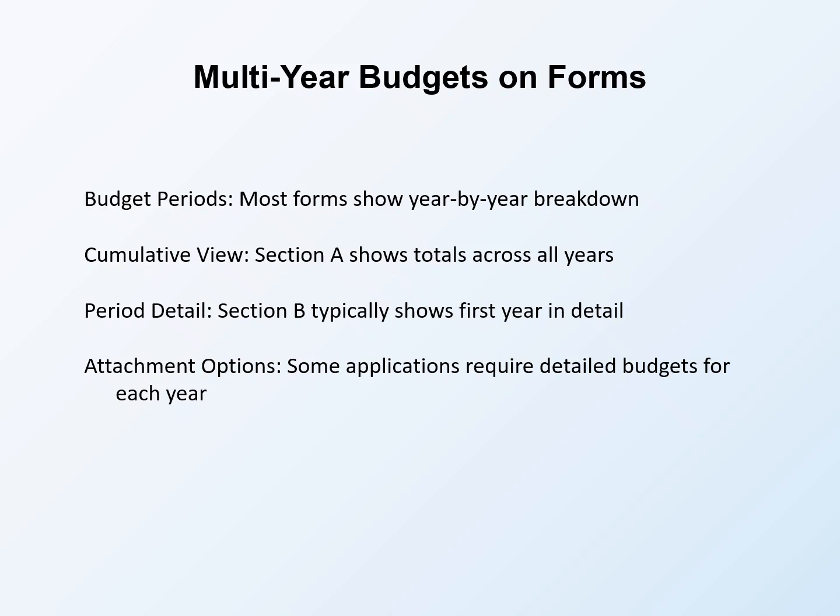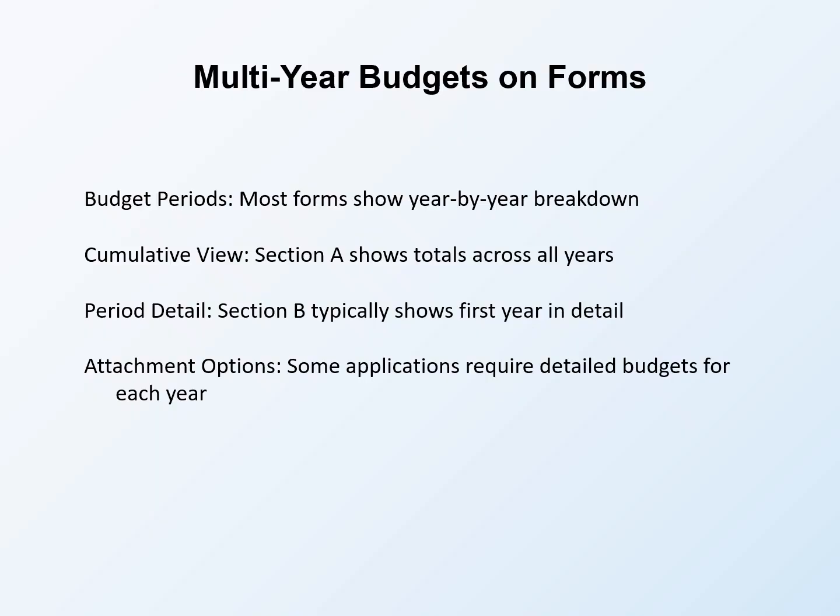Cumulative view in Section A shows totals across all years. This summary provides the complete picture of your funding request. Federal funds requested, matching funds committed, and total project costs all appear as cumulative amounts across the full project duration.